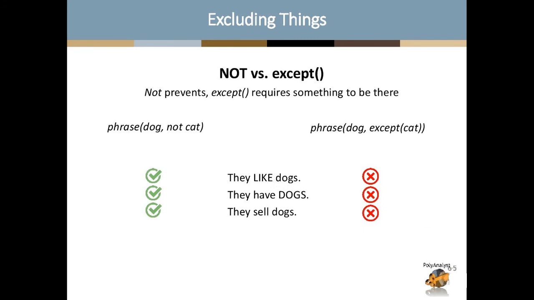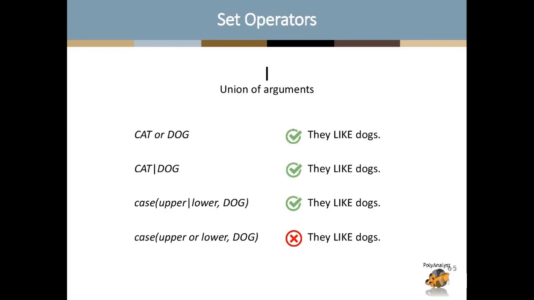Not doesn't care. Not can say anything or nothing at all. Except requires there to be some word matched. It just can't be cat. That's a subtle difference between not and except that you have to keep in mind.